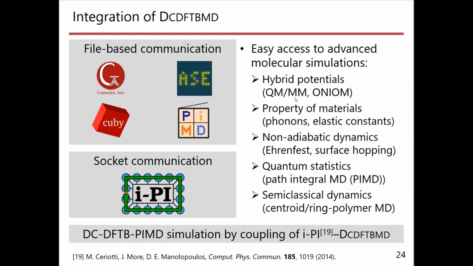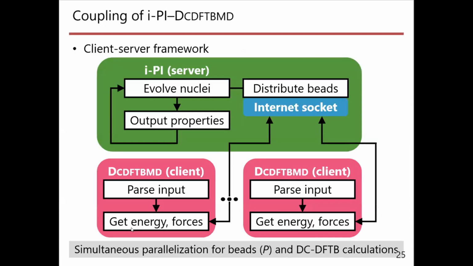And finally, we mention the progress on the integration of DCDFTB with MD with external software. We have so far developed the interface of file-based communication for enabling external calculation in Gaussian, ASE, QB, and PIMD, which may open the possibility of QM/MM treatment and other advanced DCDFTB-based molecular simulations in the future. Also, socket-based communication was recently added for interfacing DCDFTB-MD with i-PI, a Python program with strengths in path integral molecular dynamics simulations.